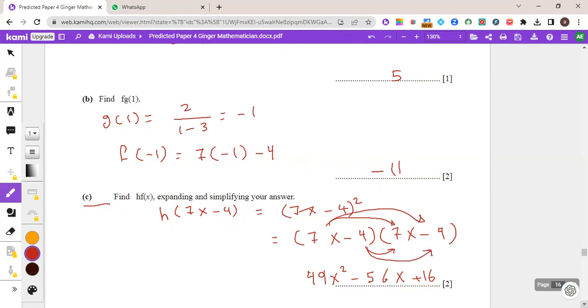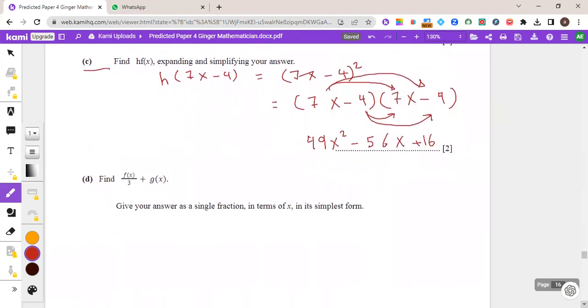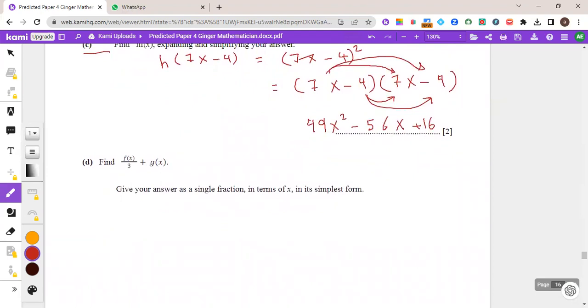Okay guys. Zena, question D. Bravo, Ahmed. Question D, Zena. Find f of x over 3 plus g of x. Give your answer as a single fraction in terms of x in its simplest form. Okay, so I will write f of x, and down, write 3. What is g of x? 2x over x minus 3.